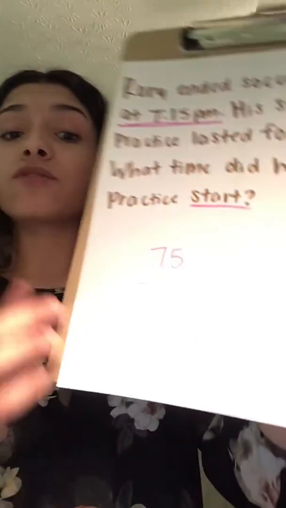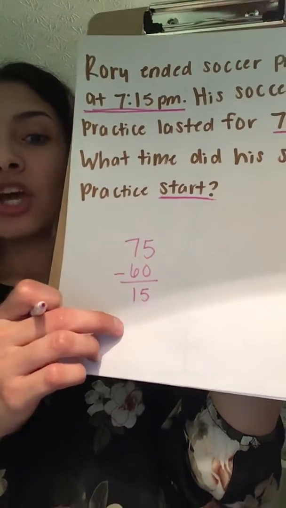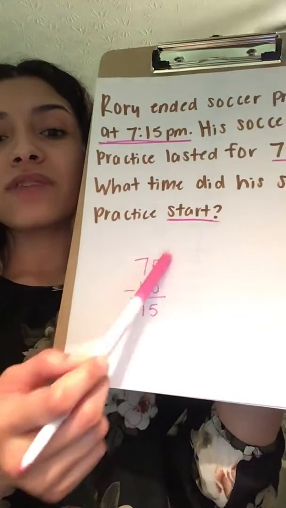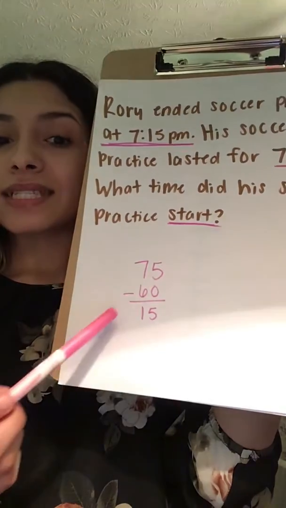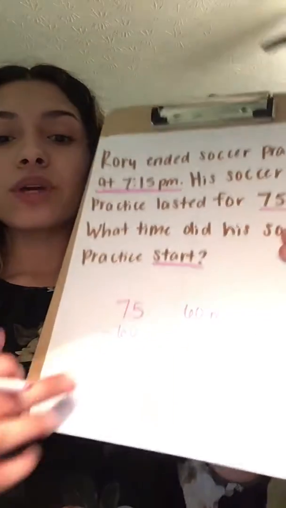And I'm going to be left with 15, because 75 minus 60 is 15. So that means those 75 minutes are the same thing as 60 minutes and 15 minutes. So you can even say that 60 minutes is equivalent to 1 hour. And then we also know that there are 15 minutes left to complete those 75 minutes.